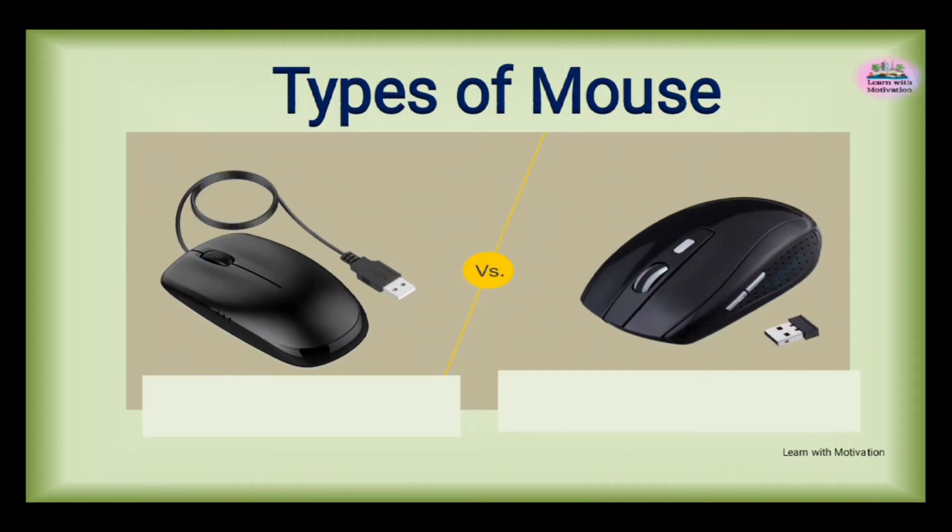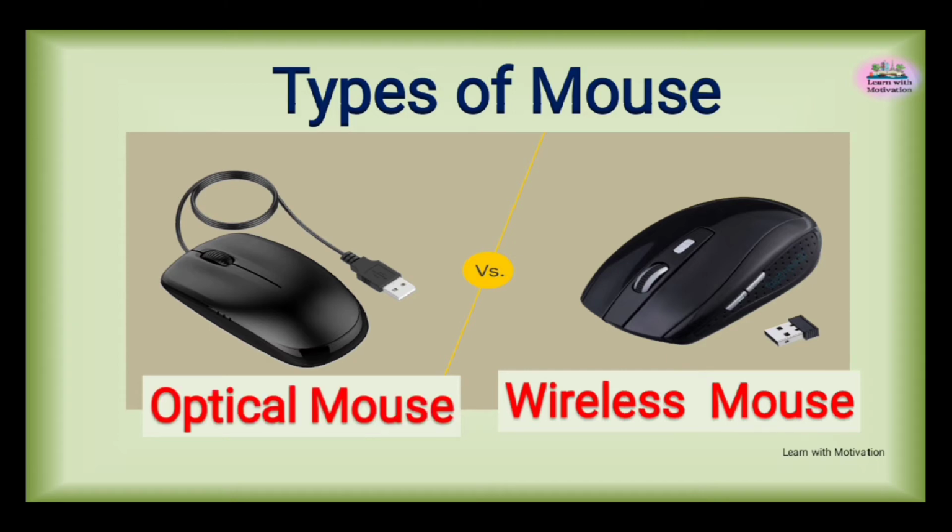There are many types of mouse, but in this video you will know about only two types of mouse. There are two main types of mouse. That is optical mouse and wireless mouse. Optical mouse has a long tail which is called wire, but wireless mouse does not have any wire. Okay, it works without wire.